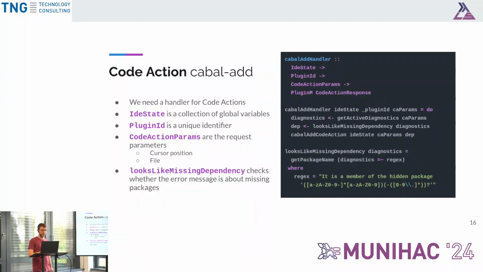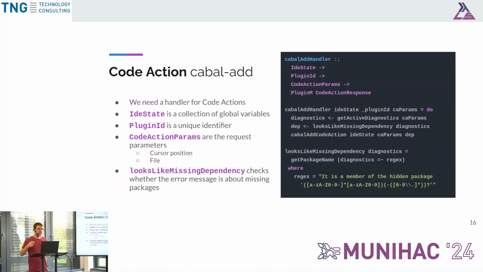Second, we get the plugin ID. The plugin ID is, again, mostly used for error messages or when you want to log something, and often we don't need it because the rest of the infrastructure already takes care of tagging error messages with the correct plugin. And then the third parameter, which is in this case the most interesting parameter, is the code action parameters. The code action parameters are the parameters that are sent by VS Code to tell the language server for what particular position and in what particular file we are requesting the code actions.